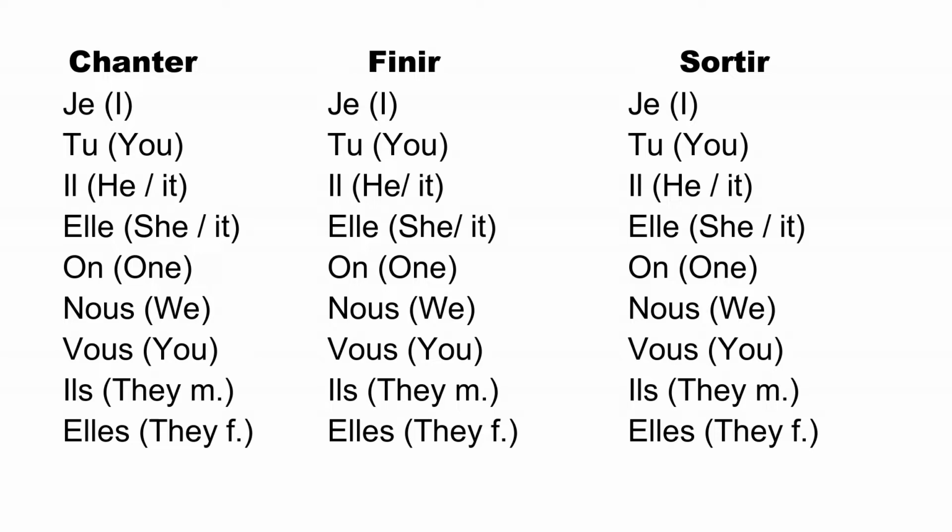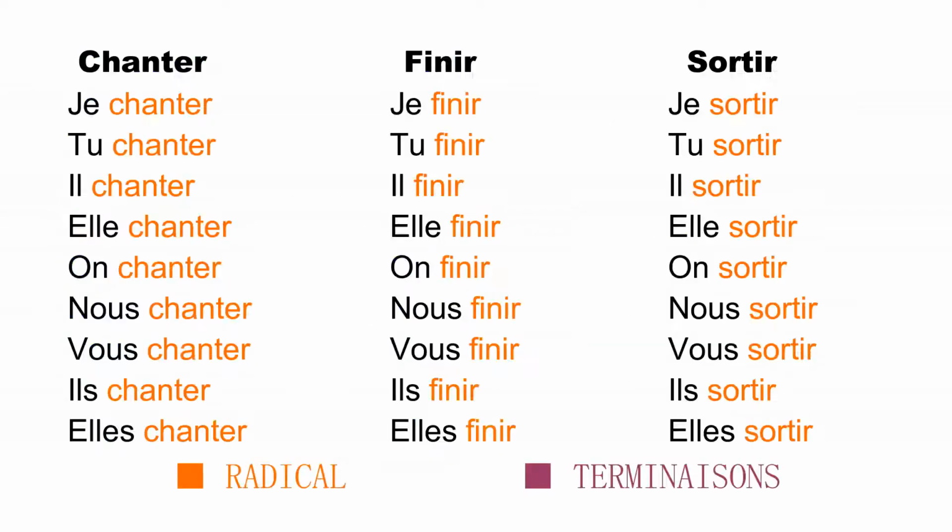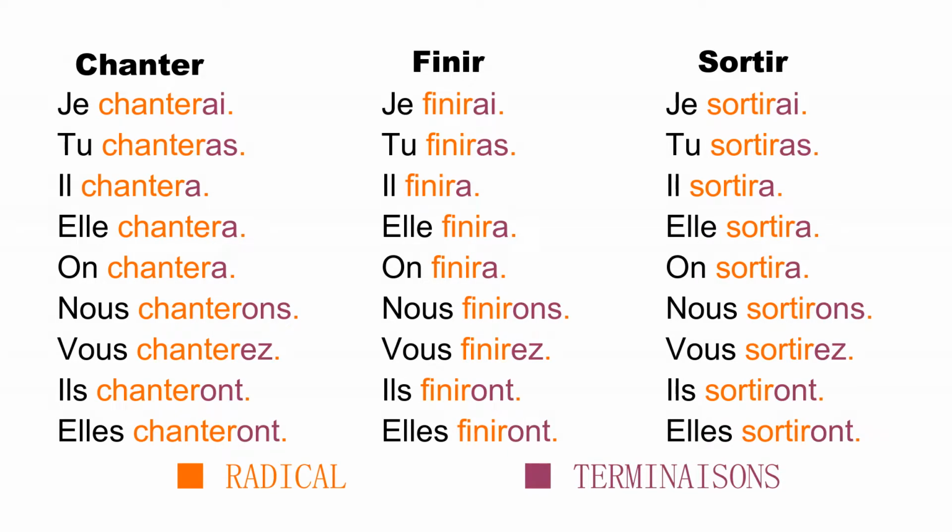Je, tu, il, elle, on, nous, vous, ils, elles. Now you know how to make the radical for these verbs. The full spelling is the radical for first group verbs, second group verbs, and third group IR ending verbs. Let's write the radicals. And finally add the terminaison or the ending parts.